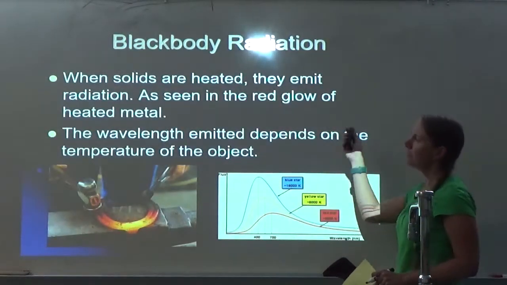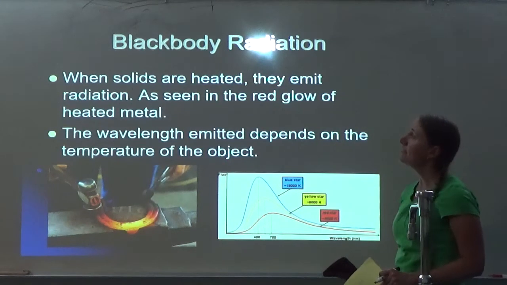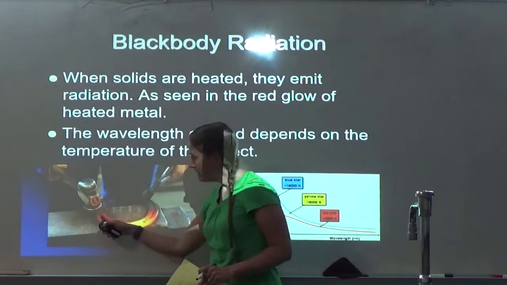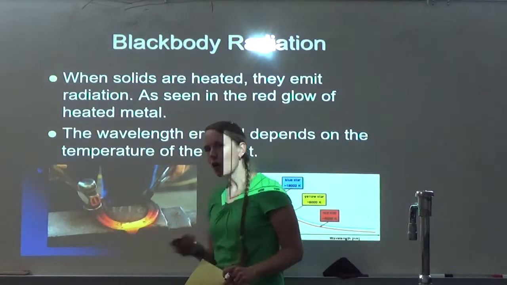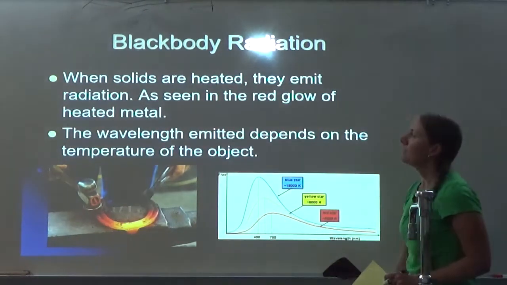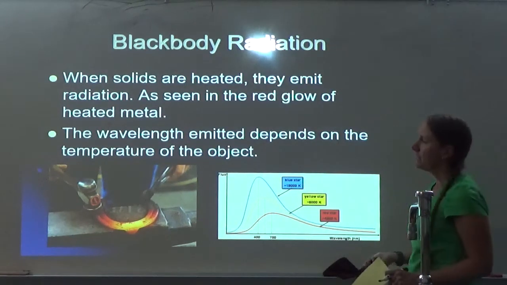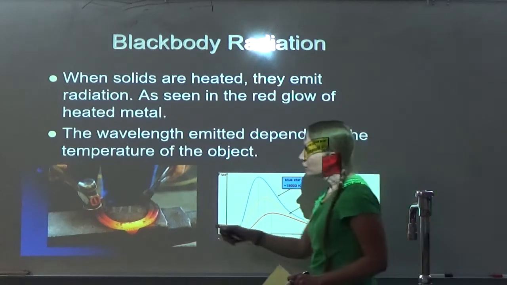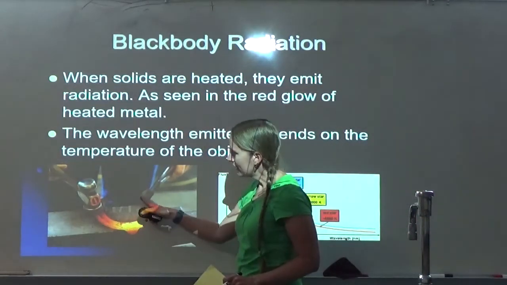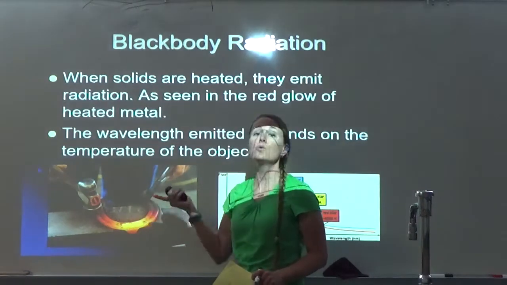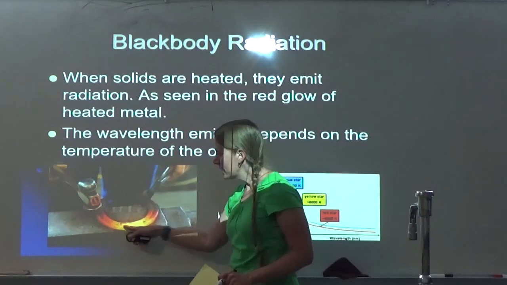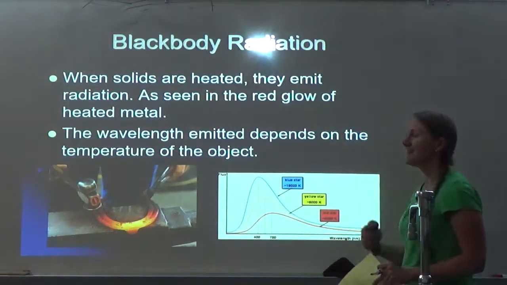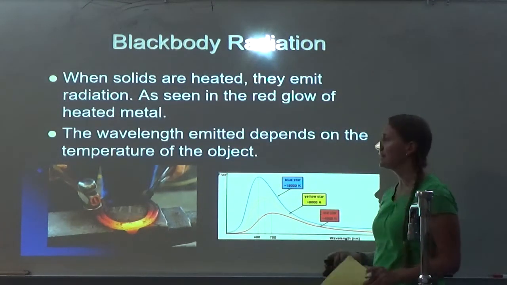All right, so black body radiation. When solids are heated, they emit radiation, as seen in the red glow of a heated metal. When you heat metal, it'll start turning reddish or orange or kind of yellow. That's what we refer to as black body radiation. The wavelength emitted depends on the temperature of the object. Like on this horseshoe, back here, where it's not emitting any light, it is a cooler temperature. And then here, as that light is turning yellow, it is a much higher temperature. That can't be explained by the fact that light is a wave.